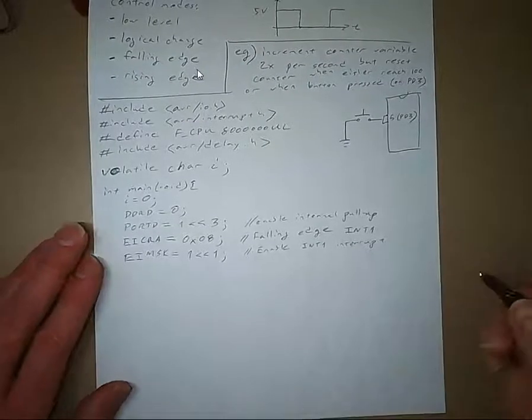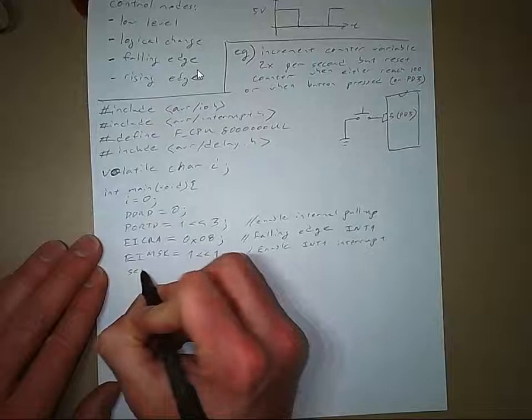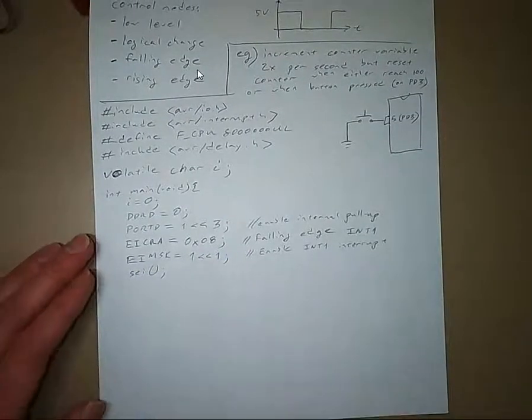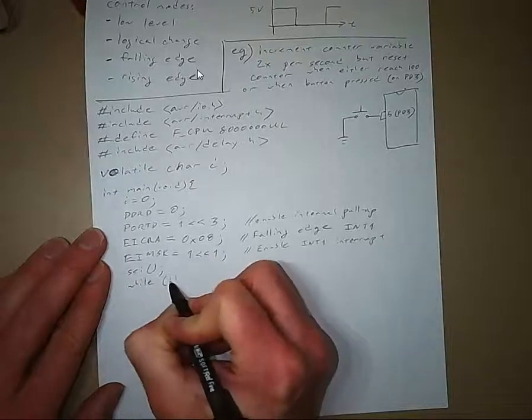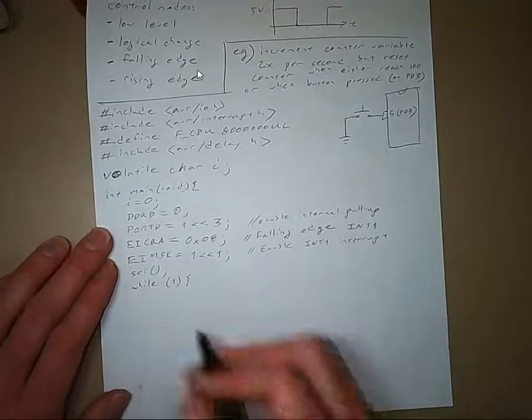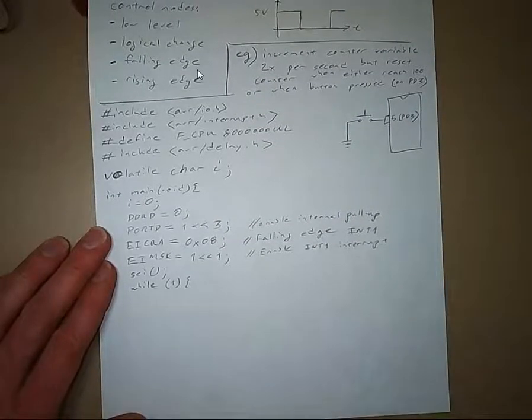And now what comes next when using interrupts? We have to enable interrupts globally. So SEI. Now inside of our while loop, we're just going to handle that code with the counter. So we want the counter to count up to 99 and then go back to 0.